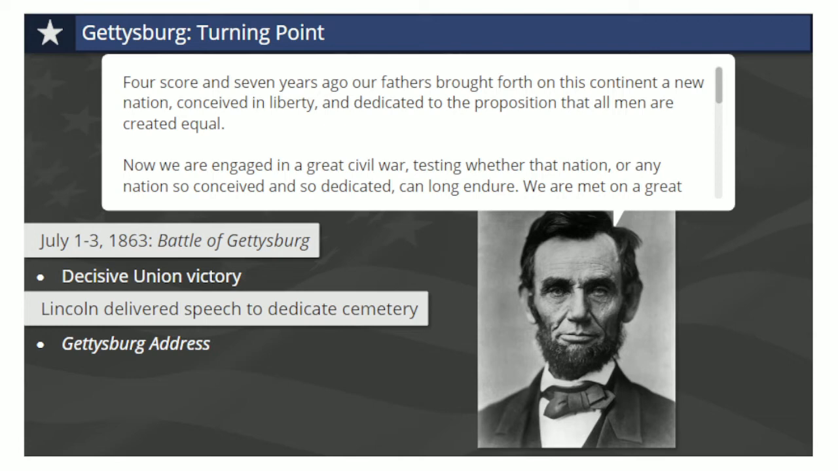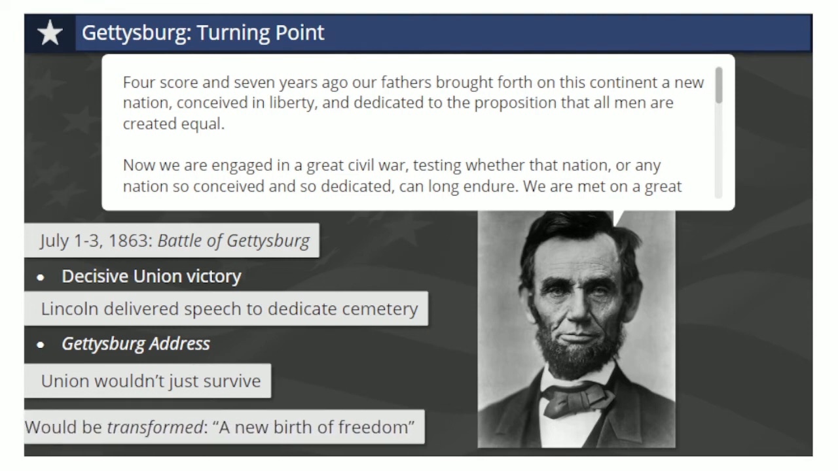In a speech that took him less than 2 minutes to read out loud, Lincoln gave new meaning to the war that still raged in his country. The Union wouldn't just survive the war, he said, it would be transformed. A new birth of freedom would give meaning to the sacrifice of the soldiers that had bravely died at Gettysburg and other battles.